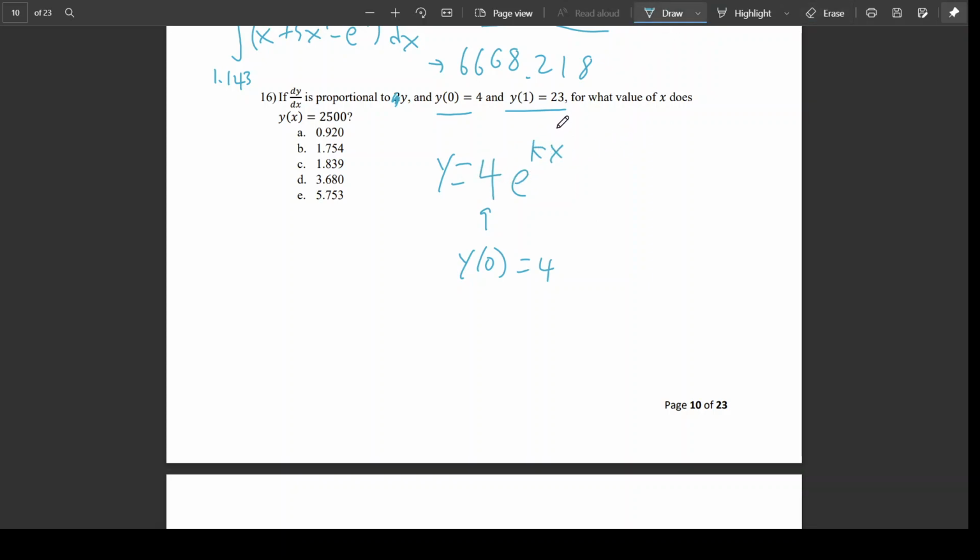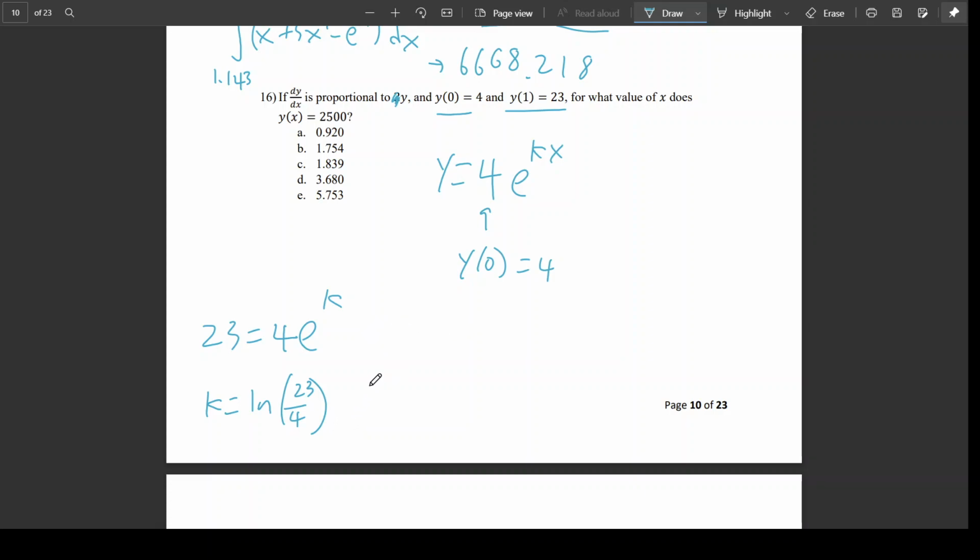For k, I'm going to have to use this other point where y of 1 equals 23, so I'll plug in 23 into here and 1 into here, so 23 equals 4 e to the k. And if I solve this for k, I'll get that k equals the natural log of 23 over 4. You could keep it as it is. You can store it as a number in your calculator, whatever you prefer.